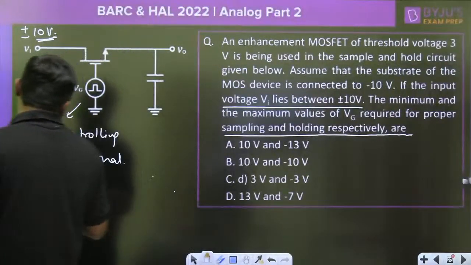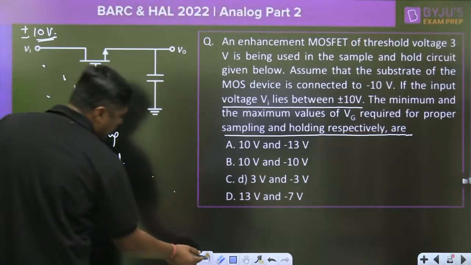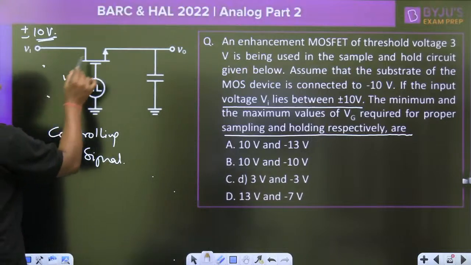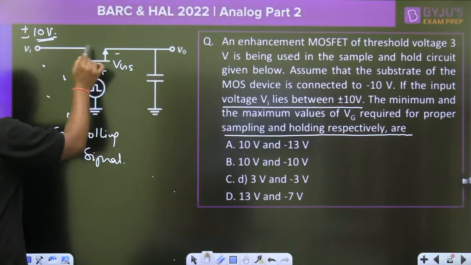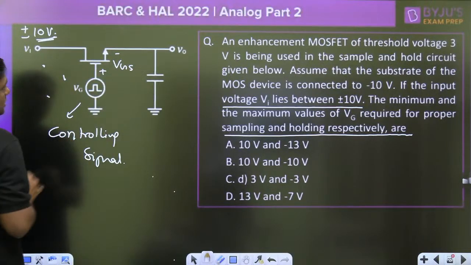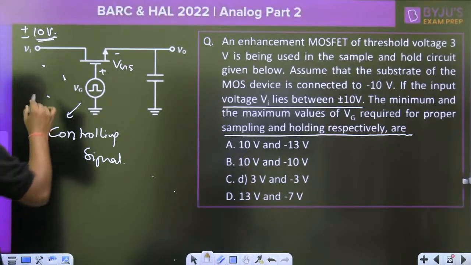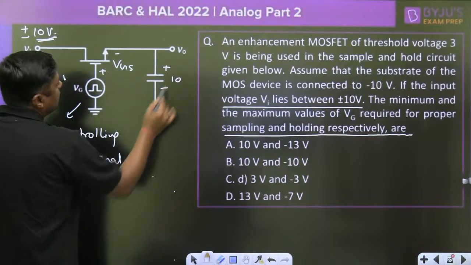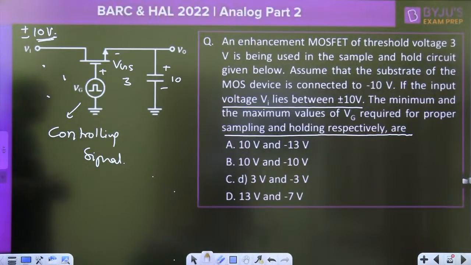Always remember, in a sample and hold circuit, this will act as a switch. This is called VGS. Once it is connected, the capacitor will charge. Suppose it can charge up to a maximum of 10 volt, and the threshold voltage is 3 volt. Now you want to switch on the circuit, then what should be the voltage at this point? 10 plus 3, that is the answer.